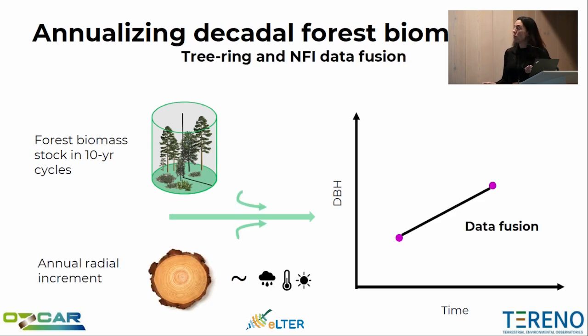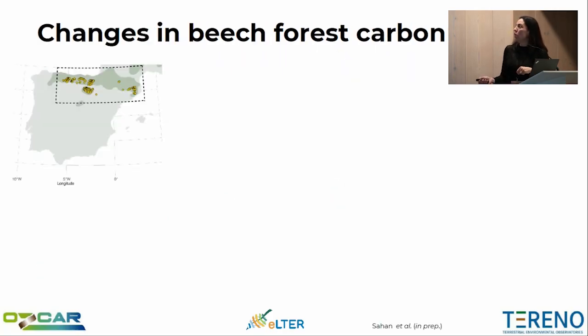We are trying to use the sensitivity of tree rings to environmental variables to choose predictors and interpolate this data. This is what we call data fusion. We select climate variables based on their sensitivity to some tree ring data available on the plots of national forest inventories, and with that, we are able to annualize the biomass on these plots. So actually, we did a pilot study in the north of Spain in 240 beech forests that are highly sensitive to climate.